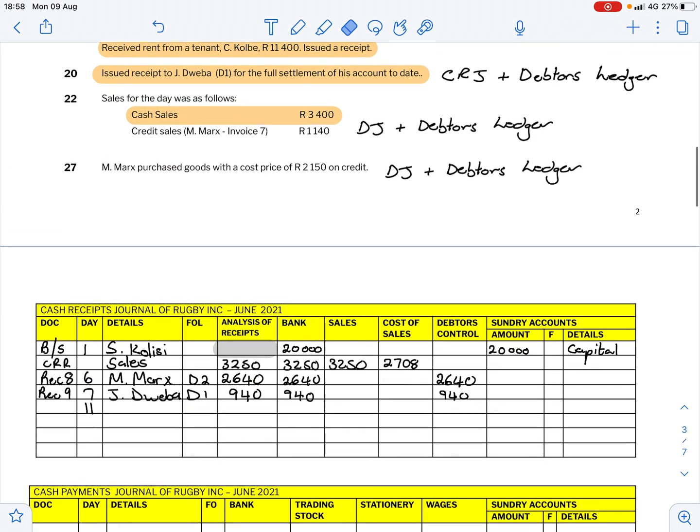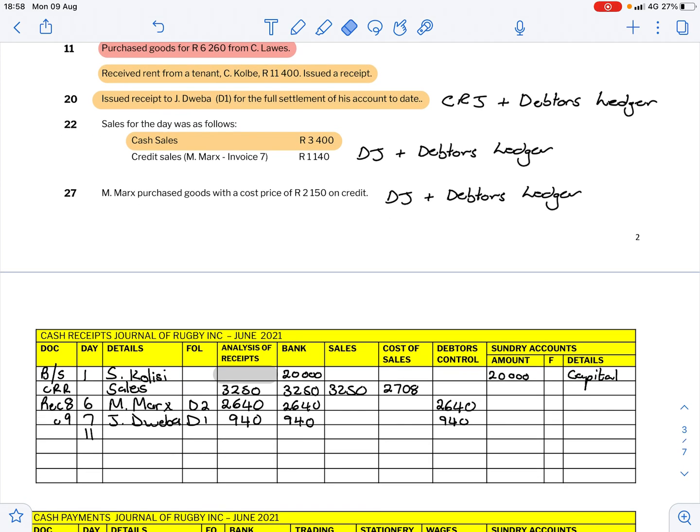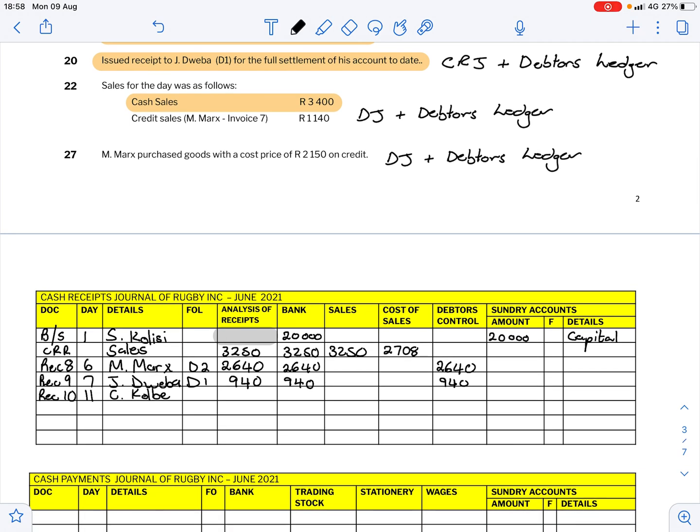Right, our next transaction in the CRJ was Cheslin Colby, receipt number 10 for rent received. Okay, C. Colby is paying us. He's not a debtor, he does not owe us any money, so we leave the folio column blank. He's paying us 11,400 Rand, which goes under analysis, bank, and there's no rent income column, so we have our detail, rent income.